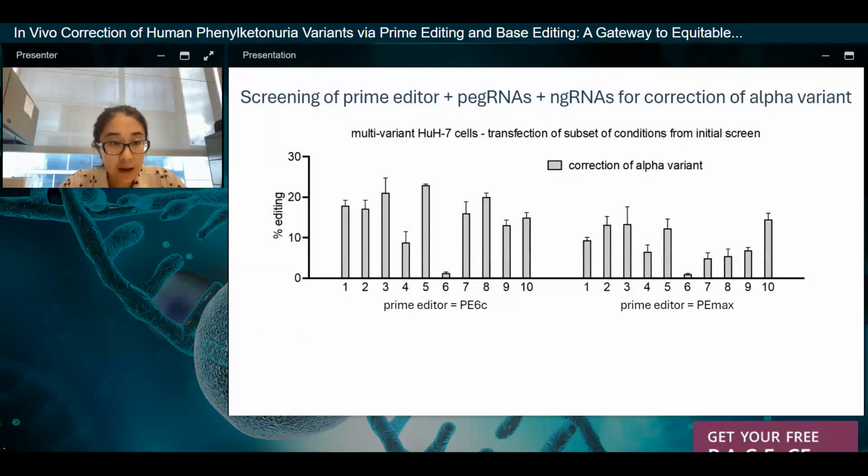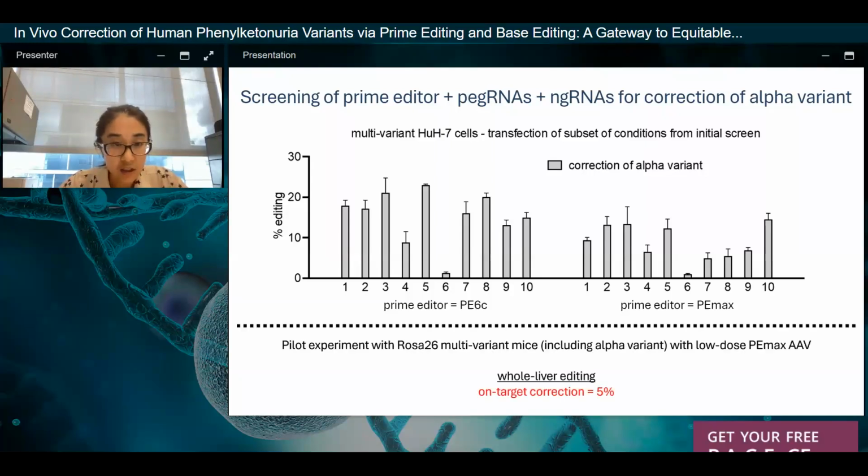Utilizing the lentiviral pipeline previously described, we screened various pegRNAs and guide RNA combinations to assess the corrective editing of the alpha variant. We then packaged the most efficient prime editing configurations into a dual AAV system and administered it into the mouse model where multiple variants were inserted into the ROSA26 locus. In a pilot low-dose experiment, we achieved about 5% on-target correction.